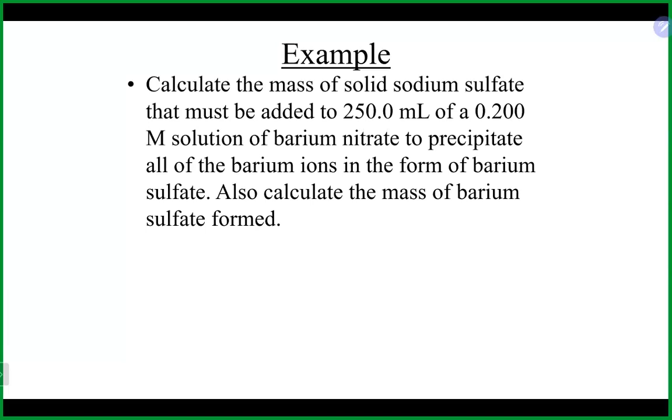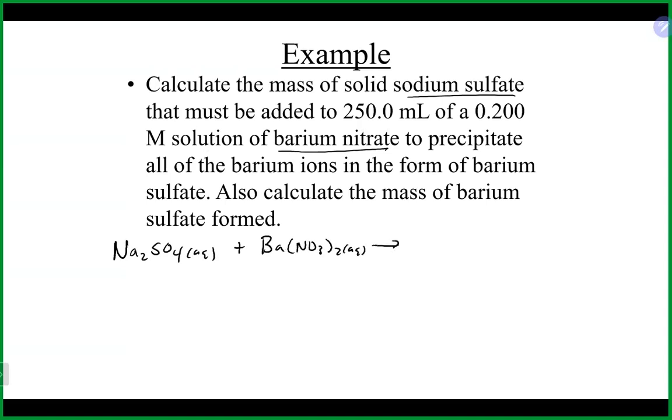So we've got to start with the formulas here. We want to add sodium sulfate. Sodium is +1 and sulfate is -2, which means we should have something like this, Na2SO4. We're going to add that to barium nitrate. Barium is +2, nitrate is -1, which means we end up with something like this.